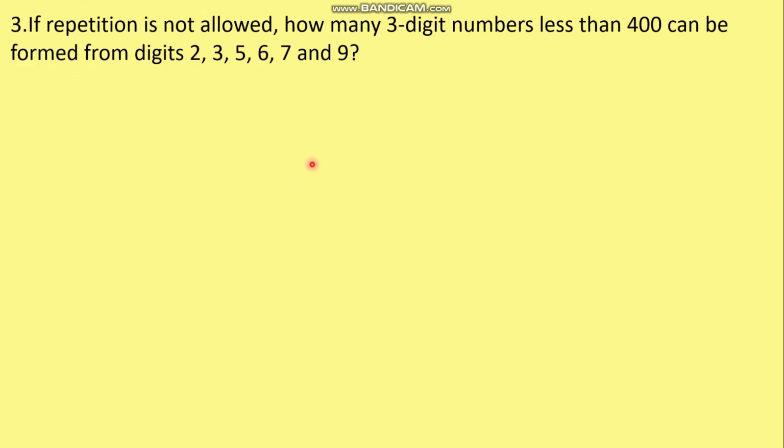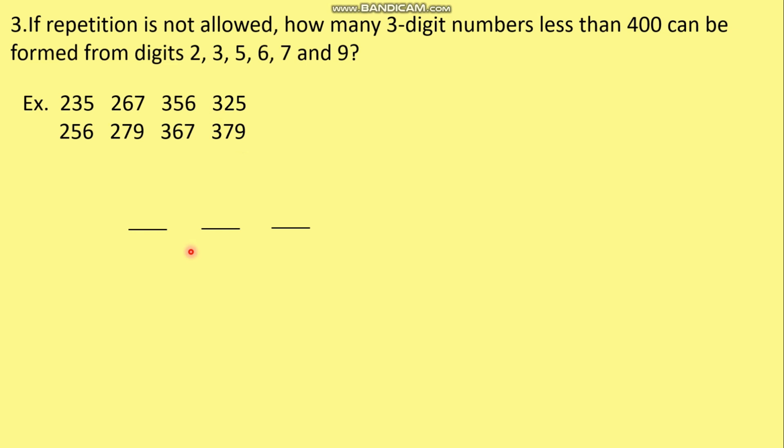So, yun na yun. For number 3, if repetition is not allowed, how many 3-digit numbers less than 400 can be formed from digits 2, 3, 5, 6, 7, and 9? Okay, gagawa daw tayo ng 3-digit numbers less than 400. Ito yung mga example nun: 2, 3, 5; 2, 5, 6; 2, 6, 7; 3, 5, 6; 2, 7, 9. So, wala tayong nirepeat na mga digit kasi repetition is not allowed. And all numbers dito is less than 400.